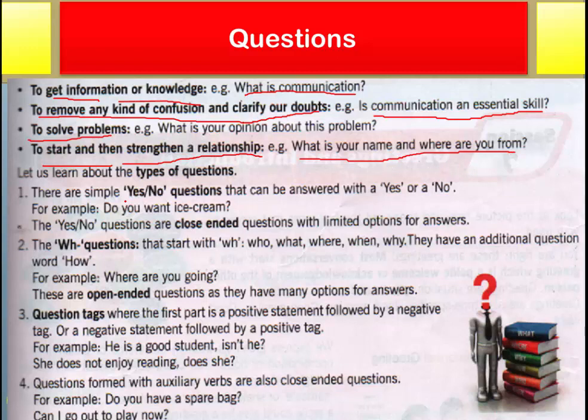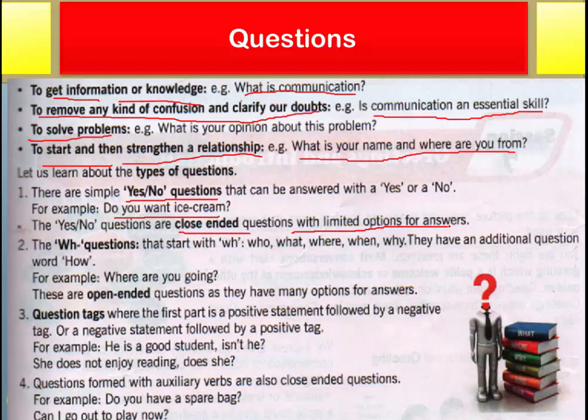So there are different types of questions. Yes-no questions means the answer to those questions comes in yes or no. For example, do you want ice cream? The answer will be either yes or no. Are you going to the market? The answer would be either yes or no. So these we call yes-no questions. The yes-no questions are close-ended questions with limited options for answers.